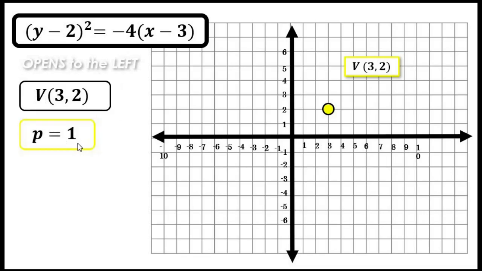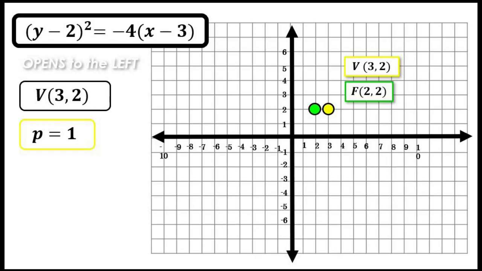To plot the focus, the direction that we are going to follow will be the orientation, which is left. So we move p units to the left. That is 1 unit to the left. Starting from the vertex (3, 2), we count 1 unit to the left, and then this is where the focus is. It will be at (2, 2).